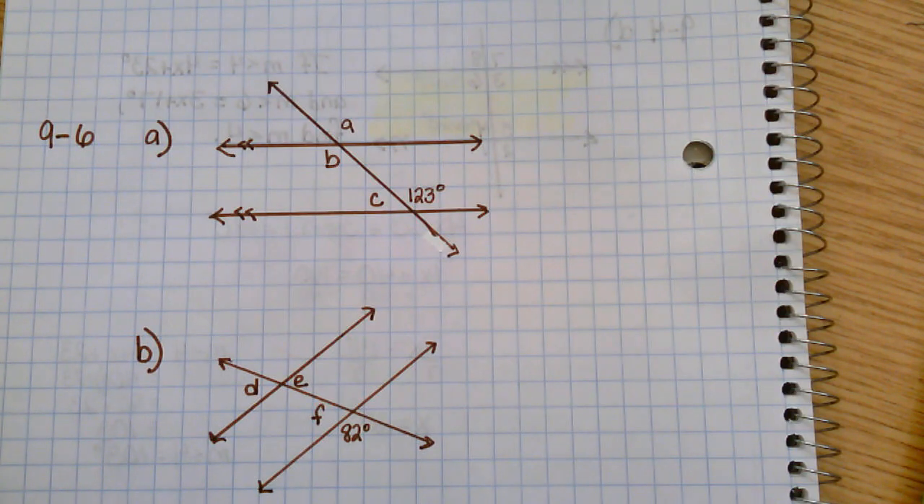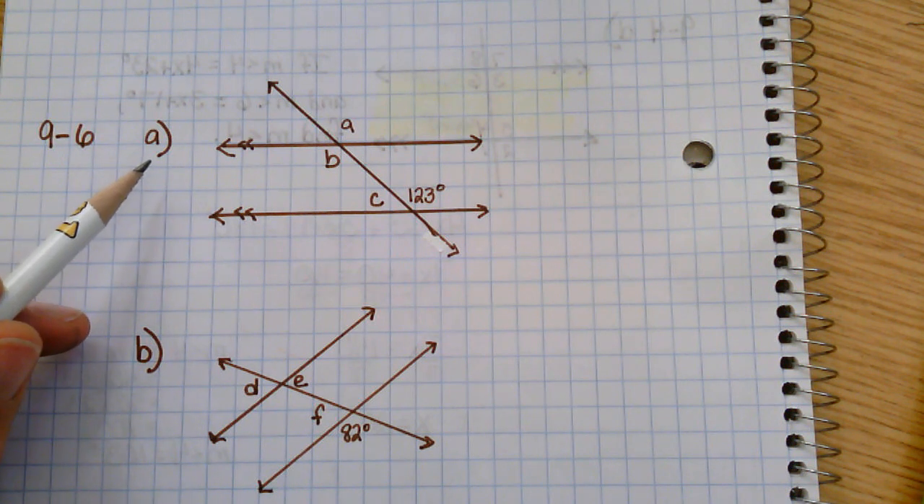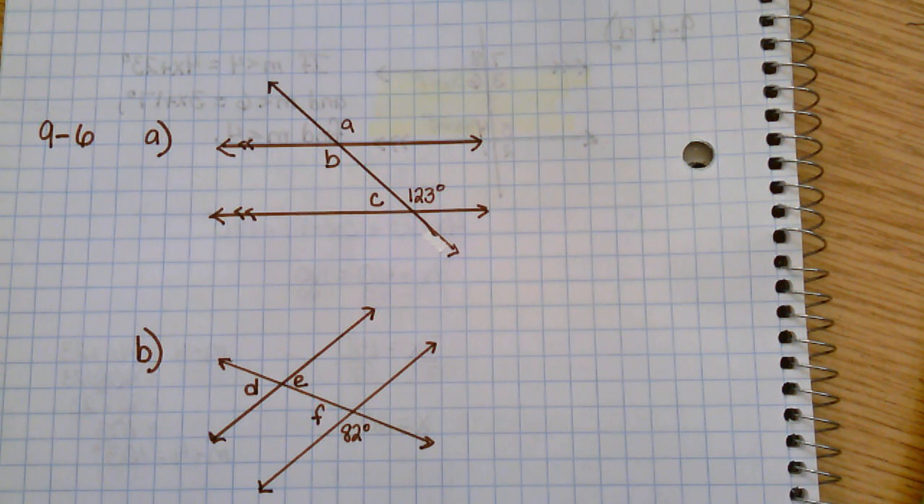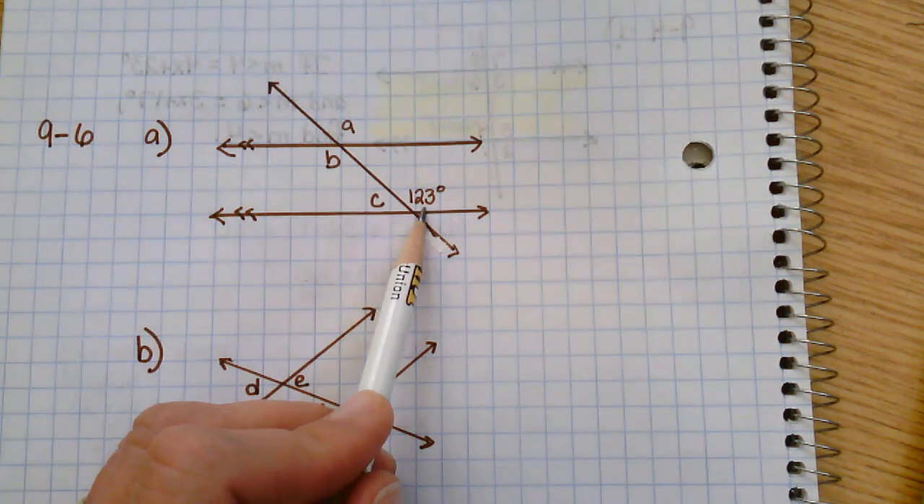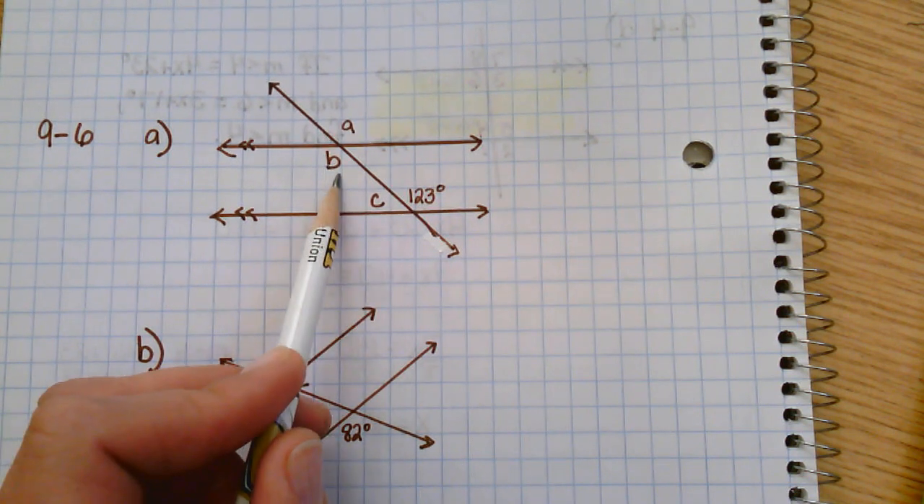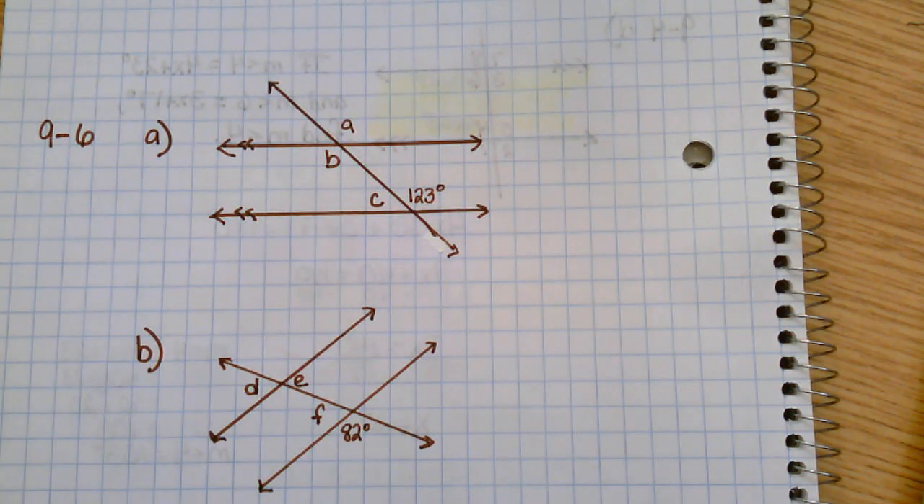Okay, for our last example, we are going to work through all of the parts of core problem 9-6. Starting with part A, we are given this diagram right here. We are told that one of the angles has a measure of 123 degrees, and we need to find the measures of angles C, B, and A. And I'm going to be finding them in just that order.